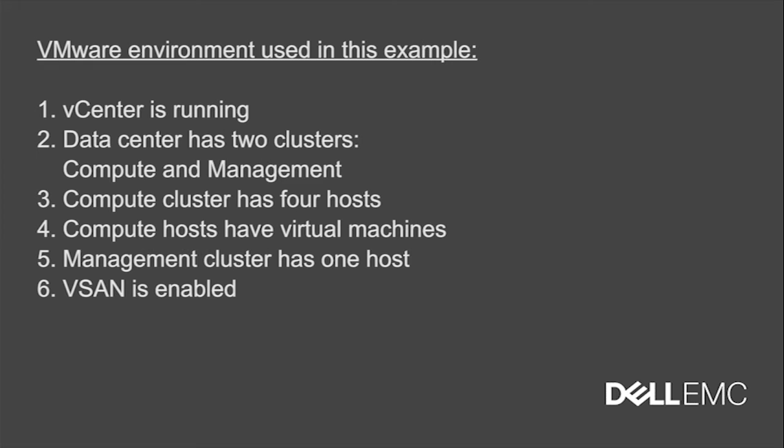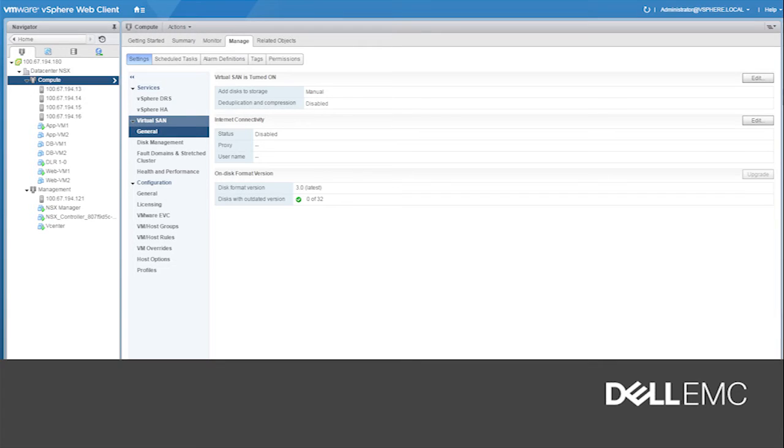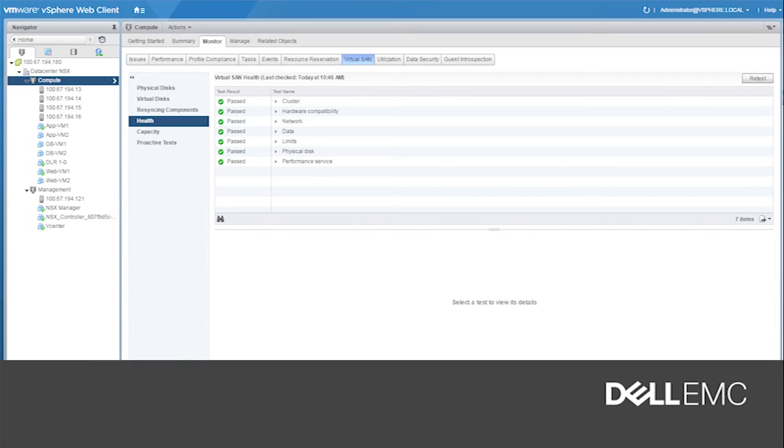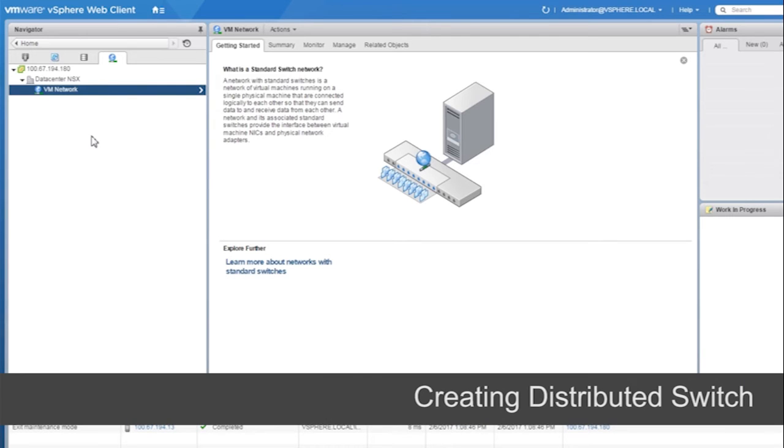Let's take a look at VMware environment used in this example. The vCenter is up and running. Data Center NSX has 2 clusters, compute and management. The compute cluster has 4 hosts and 6 virtual machines running on the host. The management cluster has 1 host. vSAN is enabled. For video on how to enable vSAN, please refer to Deploying VMware vSAN on Dell FX2 chassis video. In this example, we are going to build a logical network using NSX comprising of web, app, and DB tier. Let's go ahead and create a distributed switch.